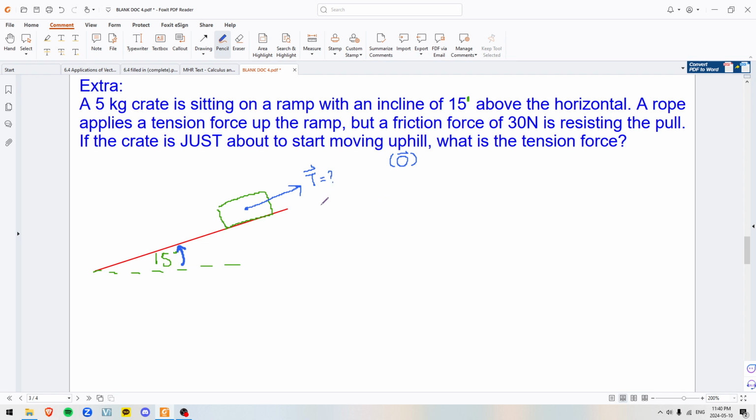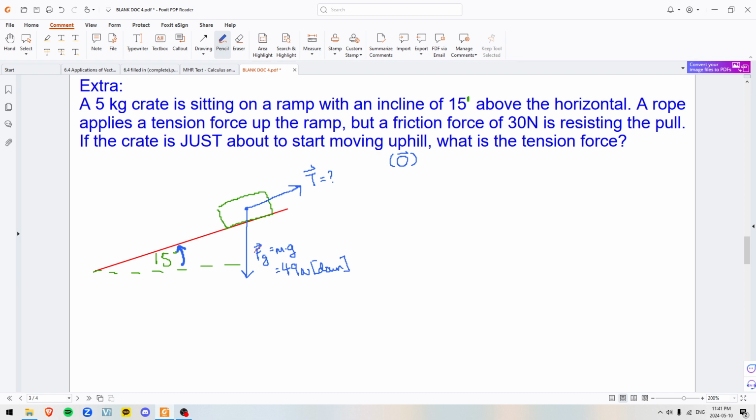That's the question. So let's add a couple more vectors to showcase what's exactly happening on the crate. The crate is 5 kilograms, so that implies immediately that we have a force of gravity of m times g, which is 5 times 9.8. I'm gonna round it to one decimal place. 5 times 9.8 is 49 newtons. Of course, it's down.